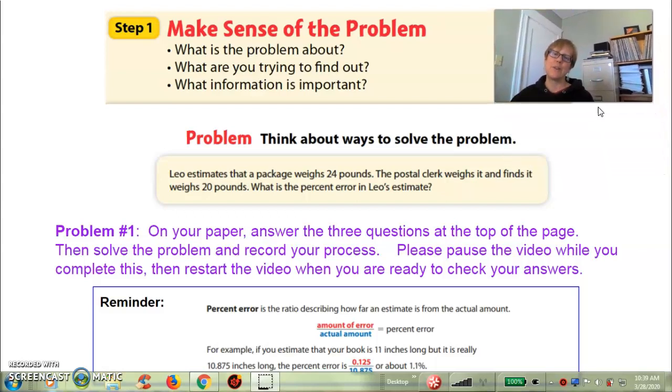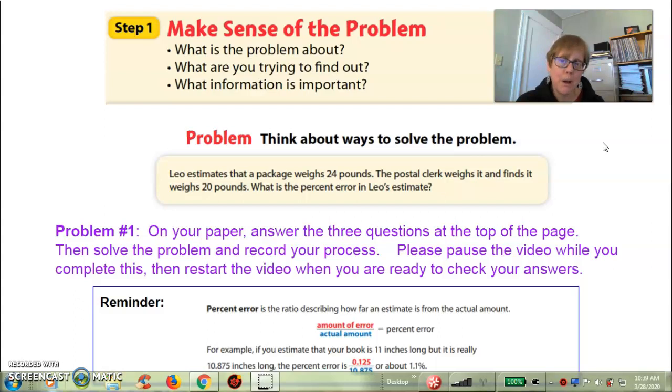Again, this should look familiar to you. I want you to read along with me while I read out loud. It says, Leo estimates that a package weighs 24 pounds. The postal clerk weighs it and finds it weighs 20. What is the percent error in Leo's estimate?